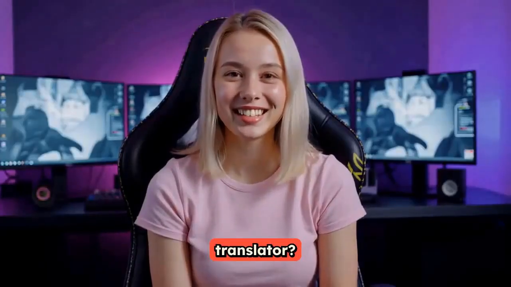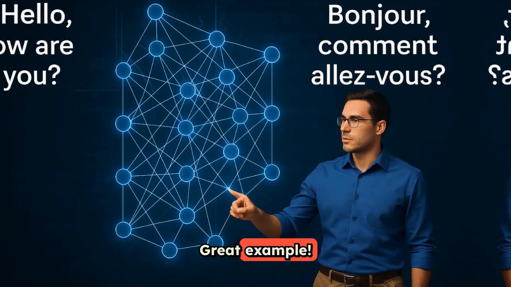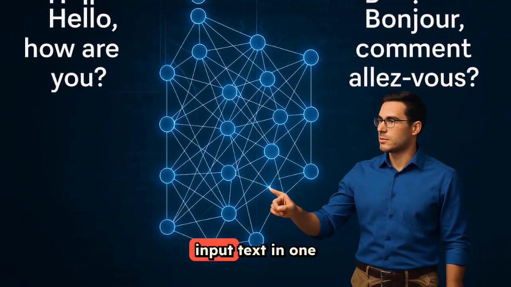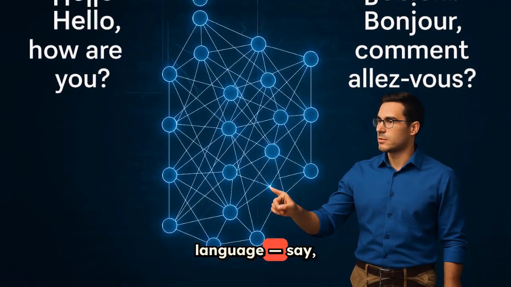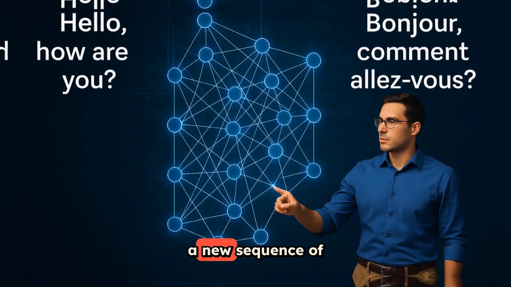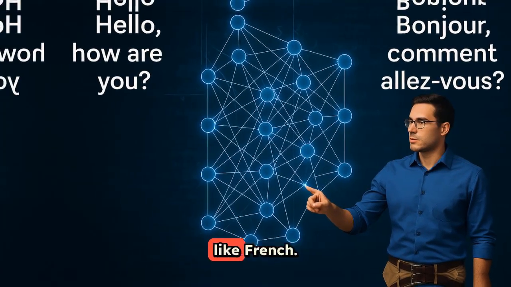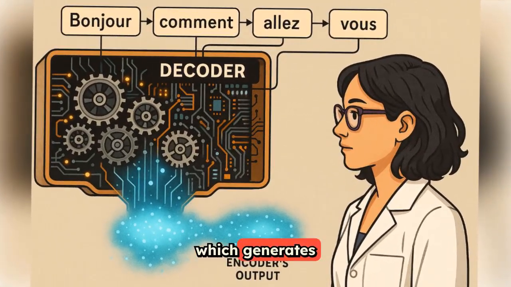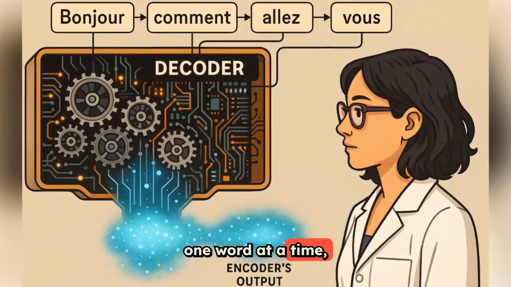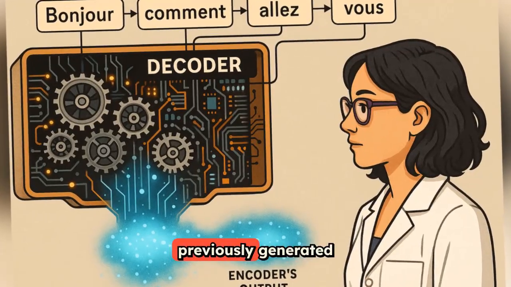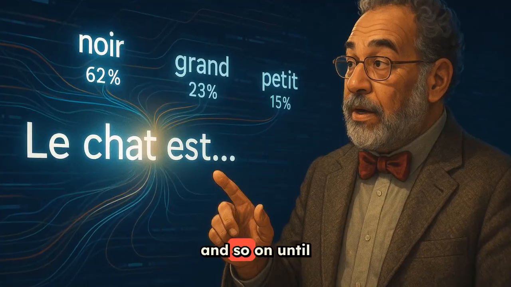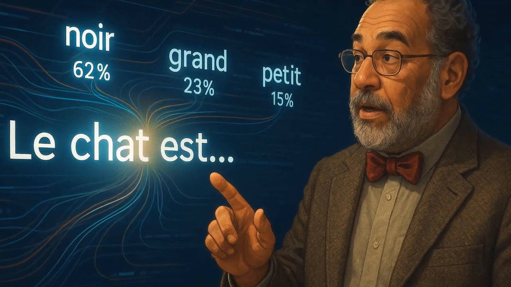Sure, what about in a translator? Great example. If we're using a transformer for translation, the model takes input text in one language, say English, and produces a new sequence of tokens in another language, like French. This happens via the decoder, which generates the translation one word at a time, using the encoder's information and previously generated words. It predicts the next word, and so on until the sentence is complete.